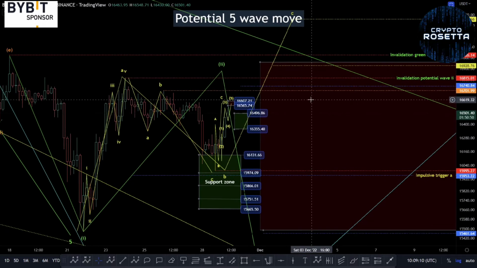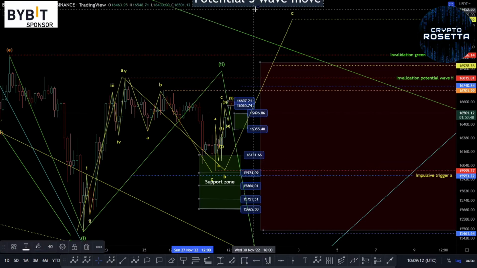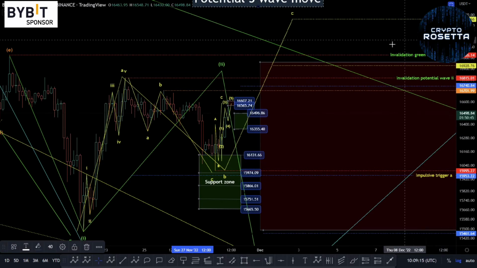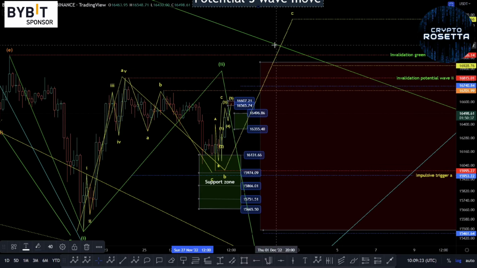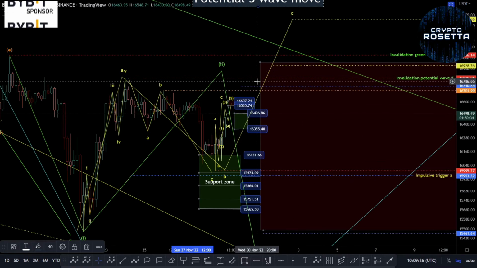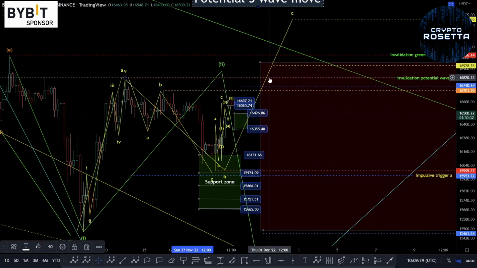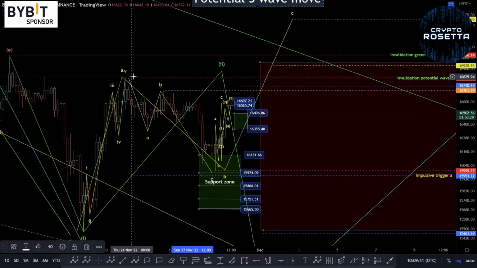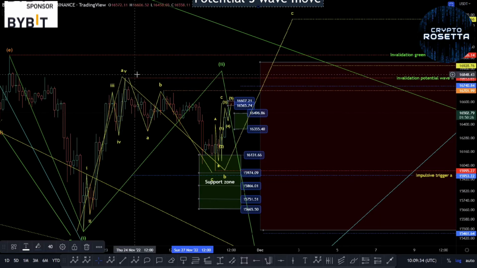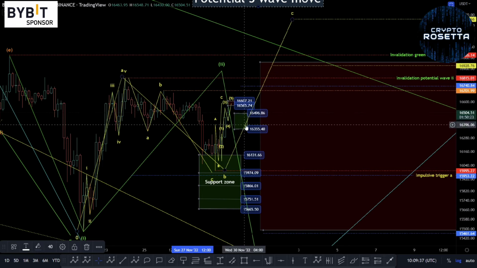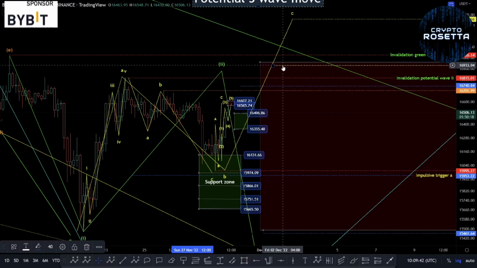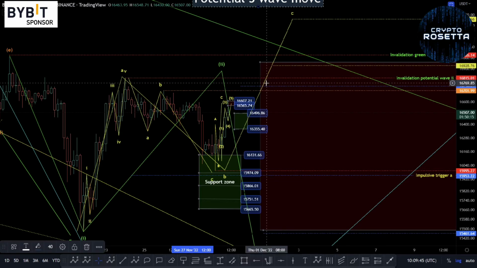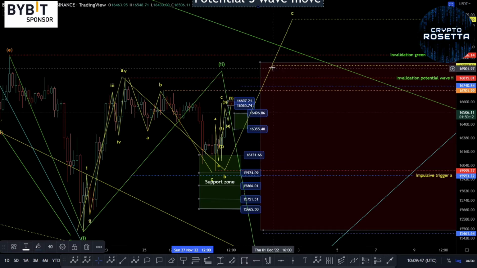Failing that, I've marked up this yellow ABC here, and effectively what that is, this would be a zigzag to the upside. So 1-to-1 would take us up here to the 17,359 area, but it doesn't have to travel 1-to-1, and we could see this fall short. The 0.618 of this A wave falls right in line with this previous top here. So it is possible we could see a 5-wave move develop in here, and it falls short either here or here, which is the 786 area. Those are two areas I'm looking out for.